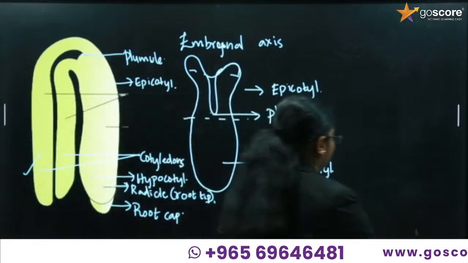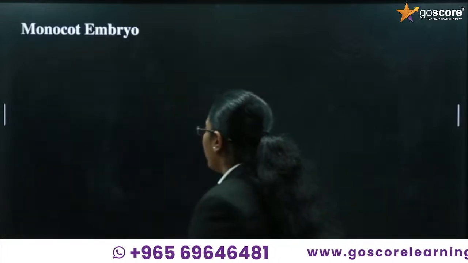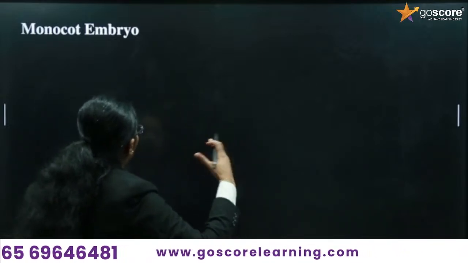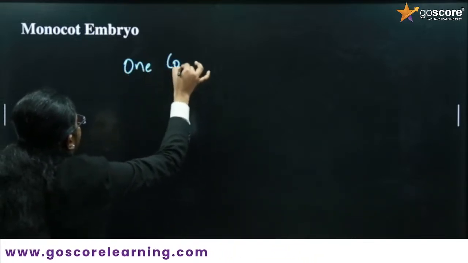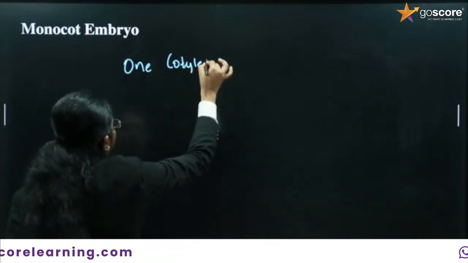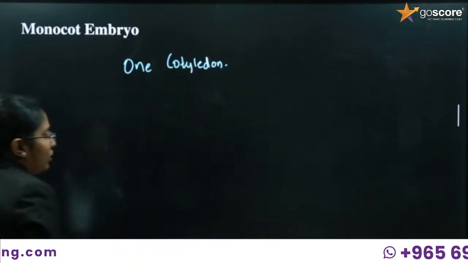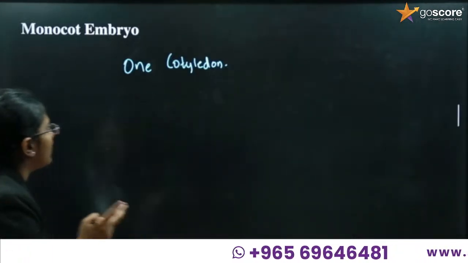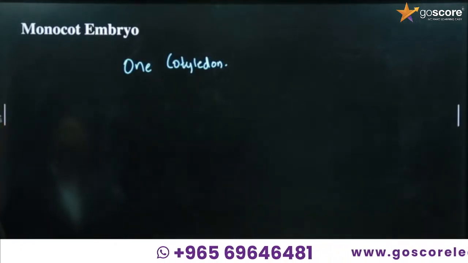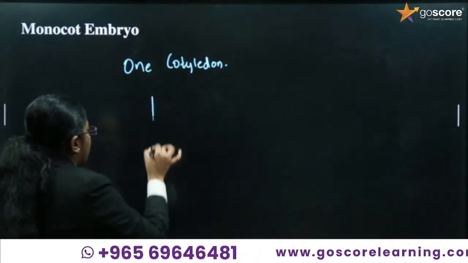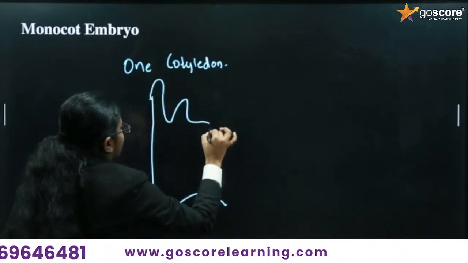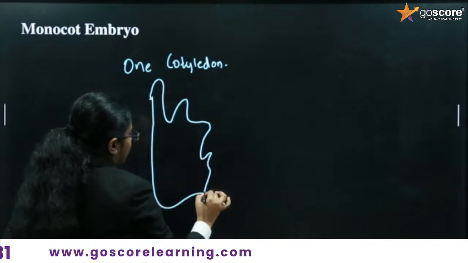Next, we will be discussing the monocot embryo. The monocot embryo also has the same structure, only one cotyledon is present. In the case of the dicot embryo, there are two cotyledons, but in the case of the monocot embryo, only one cotyledon is present. So the structure will look like this.